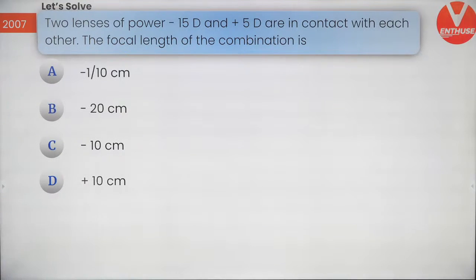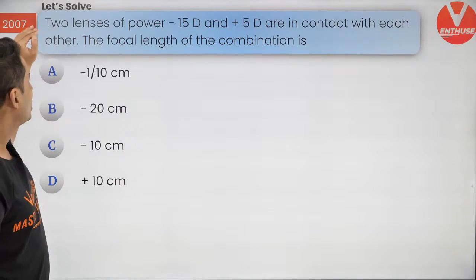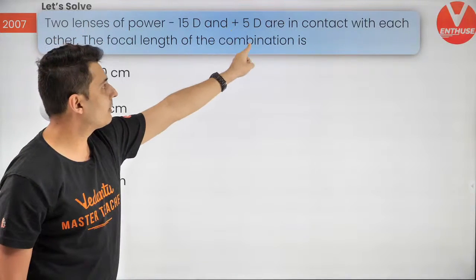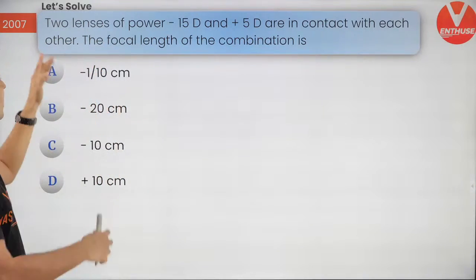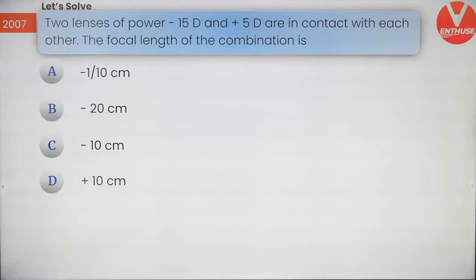Let's solve this 2007 question, which was asked in JEE. Two lenses of power minus 15 and plus 5 are in contact with each other. The focal length of their combination is? Come on, let's see how many of you get this.